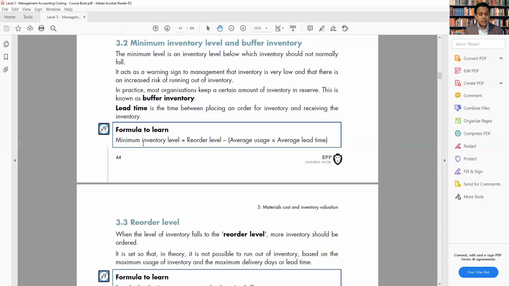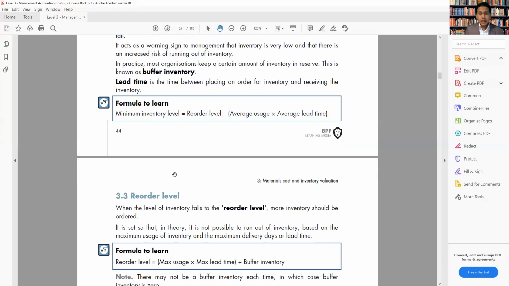Then we have some formulas to learn. You have to remember these formulas because they will not be given in the exam, so you have to memorize them. Every time you see somewhere written formula to learn, that means you have to memorize this formula because it will not be given in the exam. So let's write it down. We will need these formulas when we do the exercise, so we want to write them down in the corner so that we can see them later on.